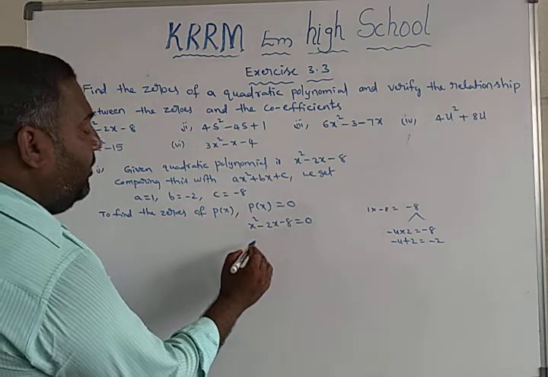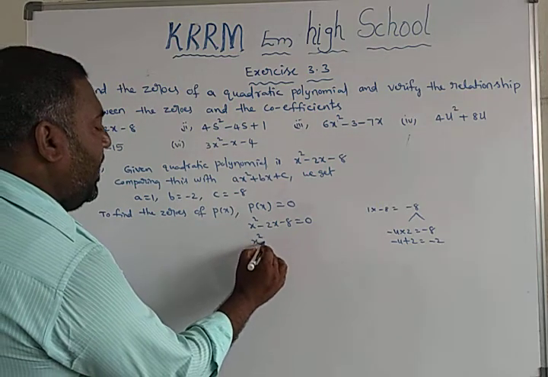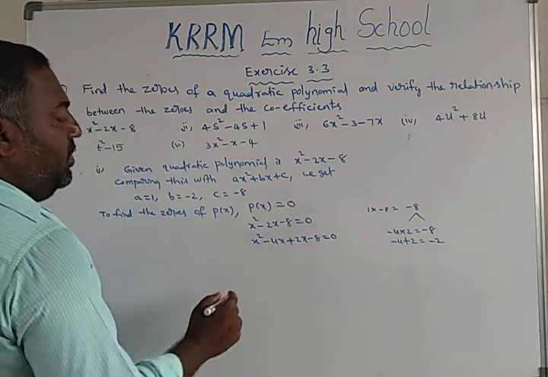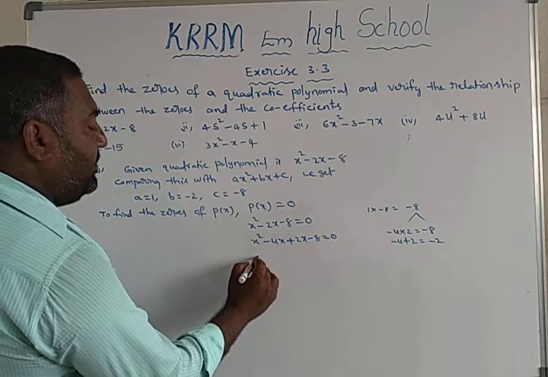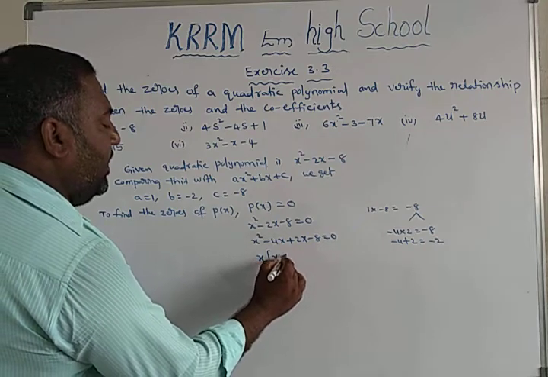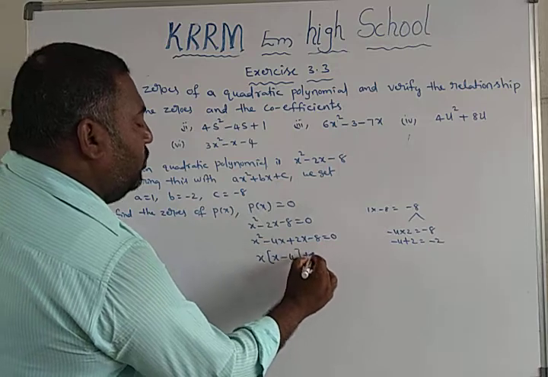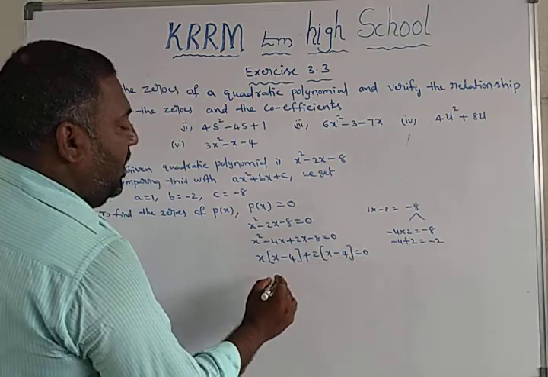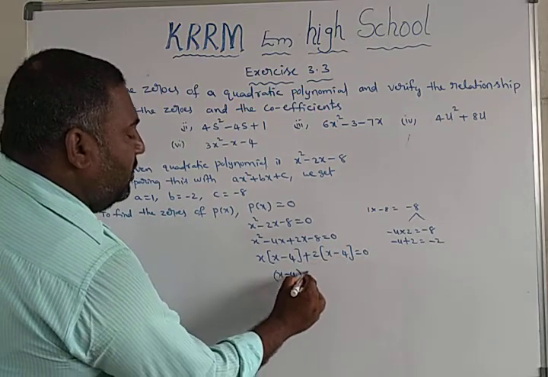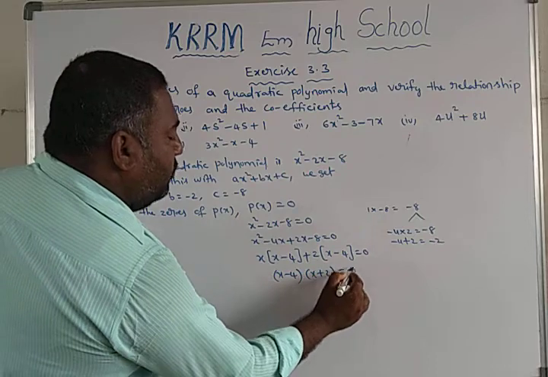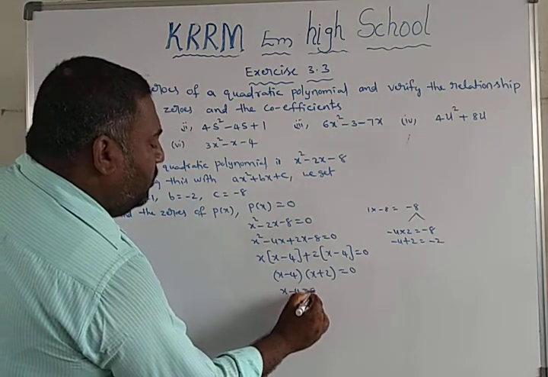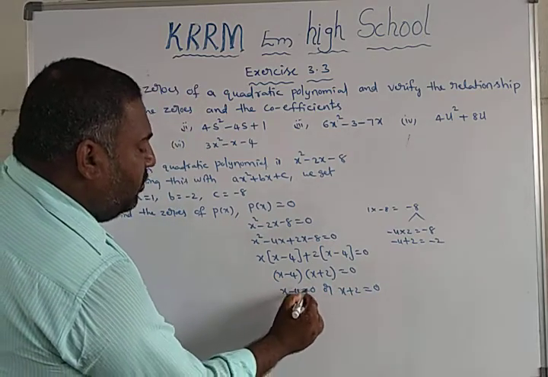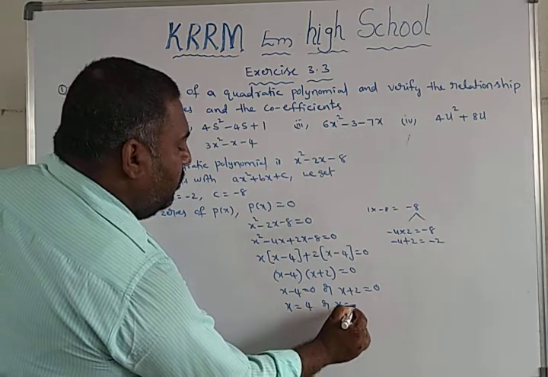So by splitting its middle term, this can be written as x square minus 4x plus 2x minus 8 equal to 0. In the first two terms, taking out x as common, x minus 4. In the last two terms, taking out 2 as common, 2 times x minus 4. Again x minus 4 is common, so x minus 4 times x plus 2 is equal to 0. So x minus 4 equal to 0 or x plus 2 equal to 0, so x equal to 4 or x equal to minus 2.